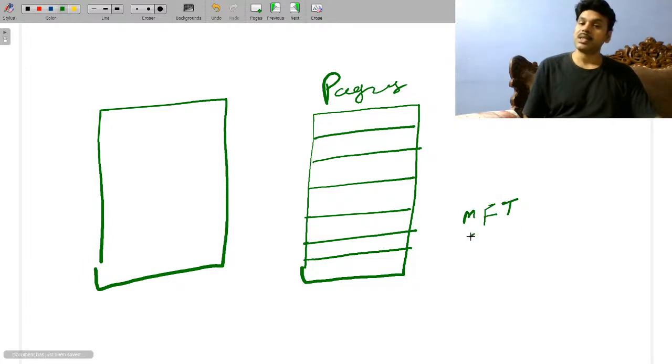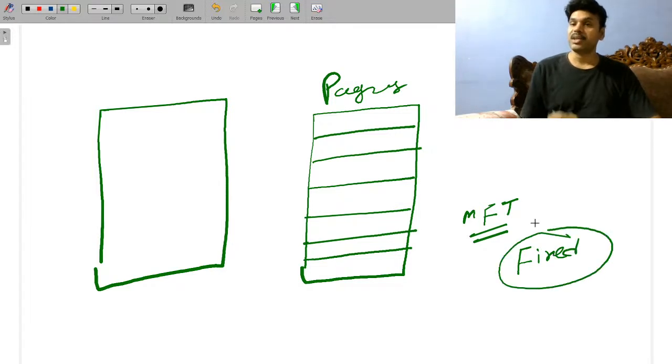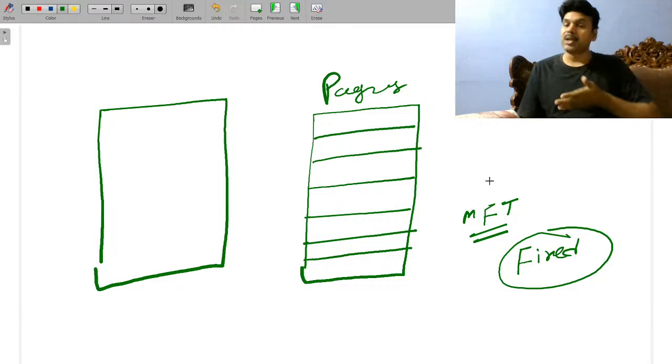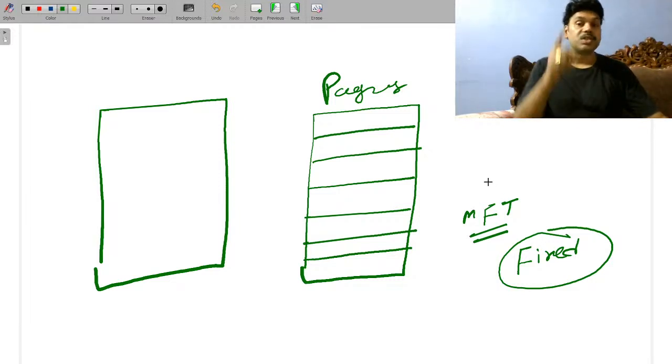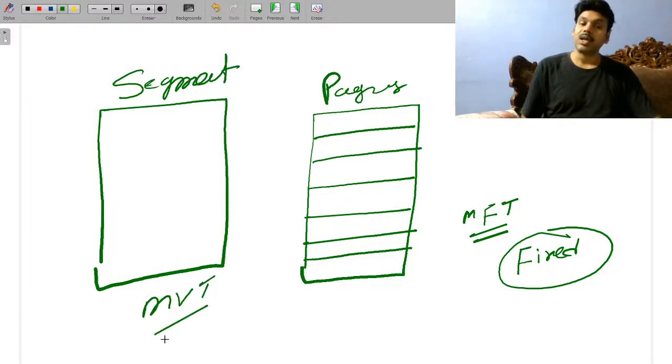Please understand, paging is MFT. MFT does not mean that it is contiguous. MFT means it is fixed. Initially your memory is split into fixed pages which are all the same size. But segmentation is not fixed, it is variable. Hence we call it MVT. This is a very important point.